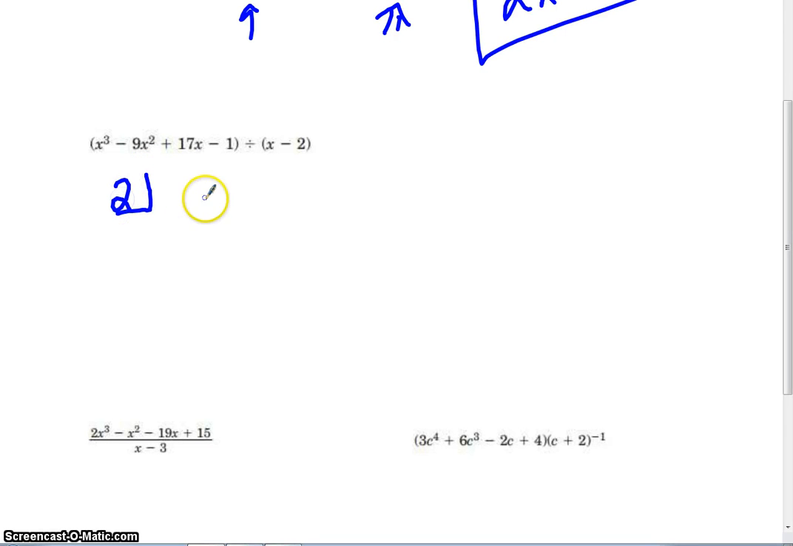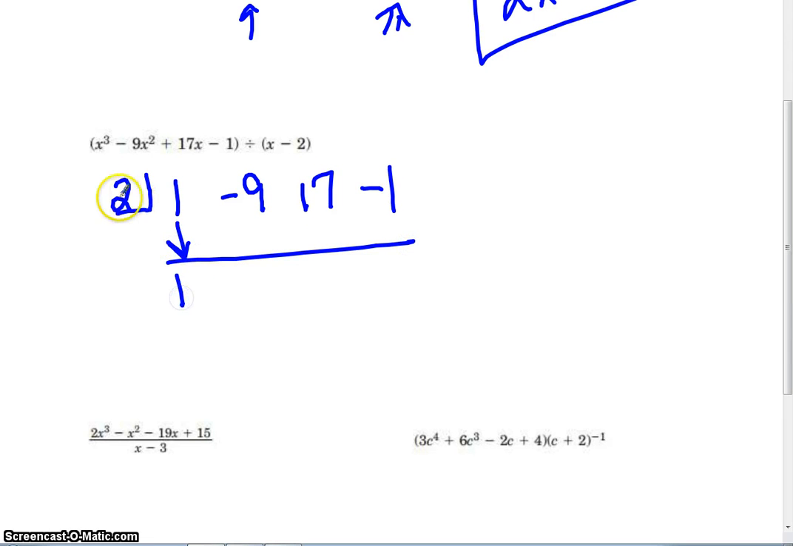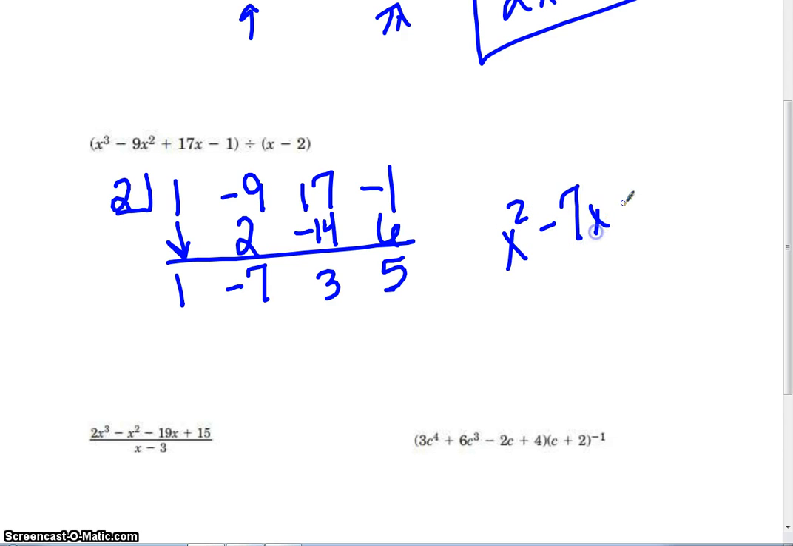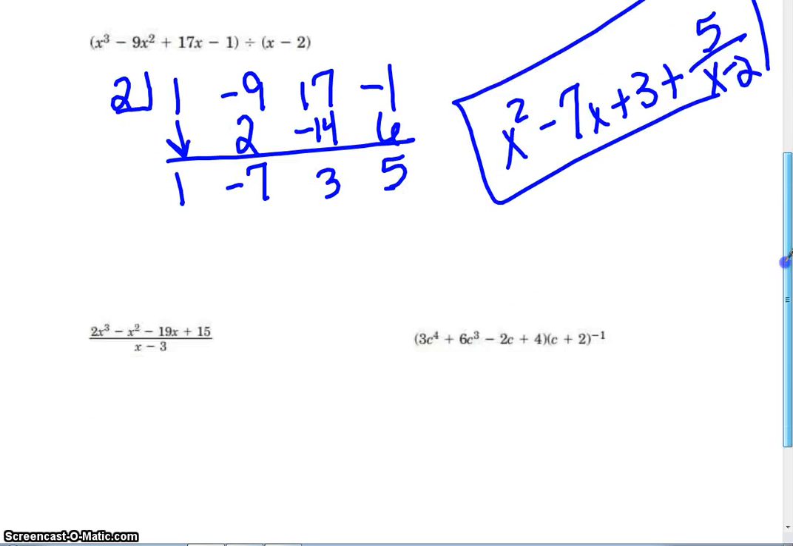Looking at the next one, you're going to have a positive 2 out here. You're going to have a 1, because if there's not a number in front of the x squared, it's like it's 1. You're going to have a negative 9, a 17, and a negative 1. Draw your line, bring down your 1. 2 times 1 is 2. Negative 9 plus 2 is negative 7. 2 times negative 7 is negative 14. 17 minus 14 is 3. 2 times 3 is 6. Negative 1 plus 6 is 5. So that's 1x squared, or just x squared, minus 7x plus 3 plus 5 over x minus 2.